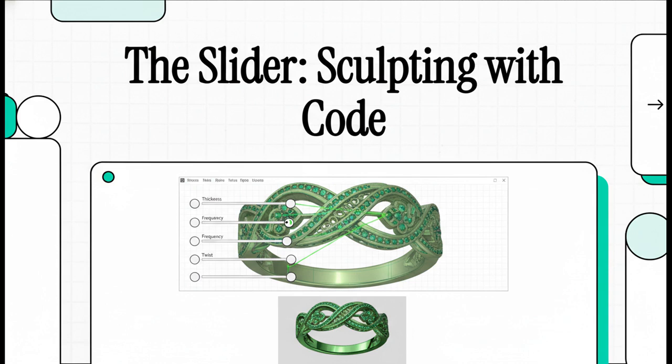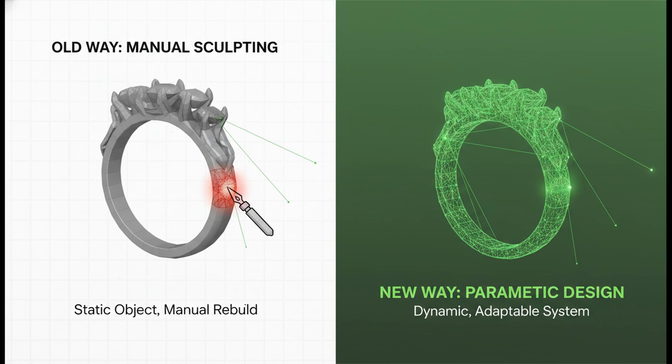So let's dive in. Think about how digital design used to work. It was kind of like sculpting with digital clay, right? You'd build an object, let's say a ring, one piece at a time. And if a client came back and said, hey, can you make this a little wider? You'd often have to manually rework the whole thing, sometimes even start from scratch. It was totally static, a real one-and-done kind of deal.